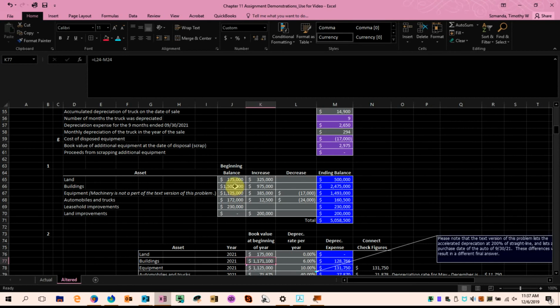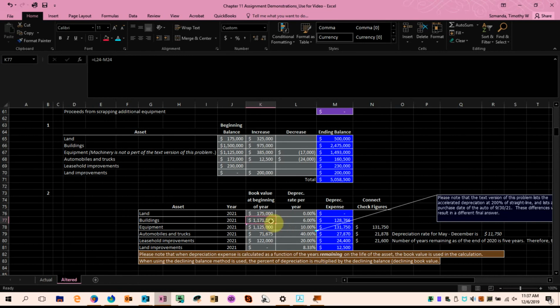And why do we need to do that? Because if you'll notice for buildings, the depreciation method used is 150% of straight line, and that's based on a declining balance. Well, if it's based on a declining balance, then we need to deduct the accumulated depreciation. So we have this updated book value of 1.171 million, and then we apply that against the 6% rate, and the 6% rate will be 1 divided by 25 times 150%.